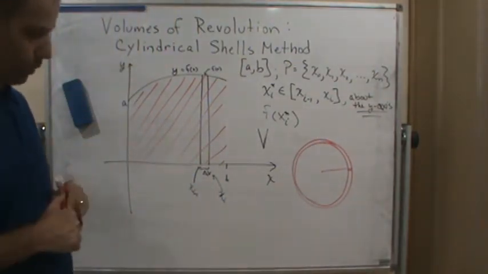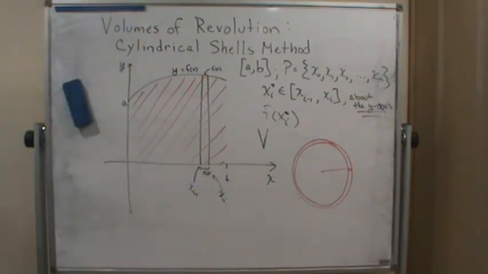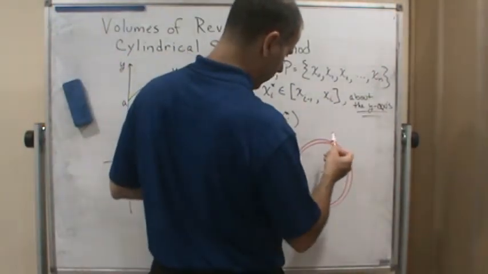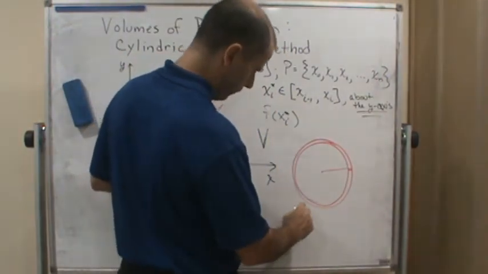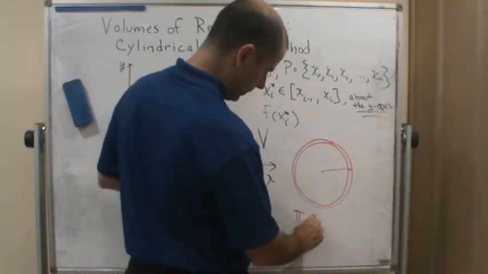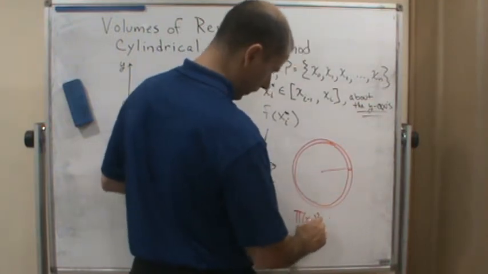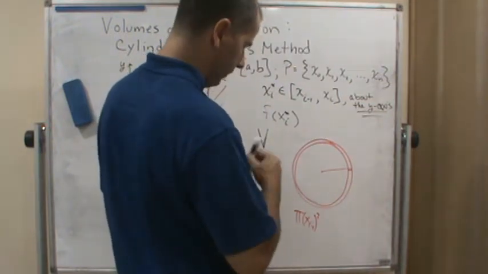Okay? So when we look at our volume, or the cross-sectional area, it's going to be this, right? So the cross-sectional area is going to end up being what? Pi times x of i minus 1 squared. So that's going to be the inside one.